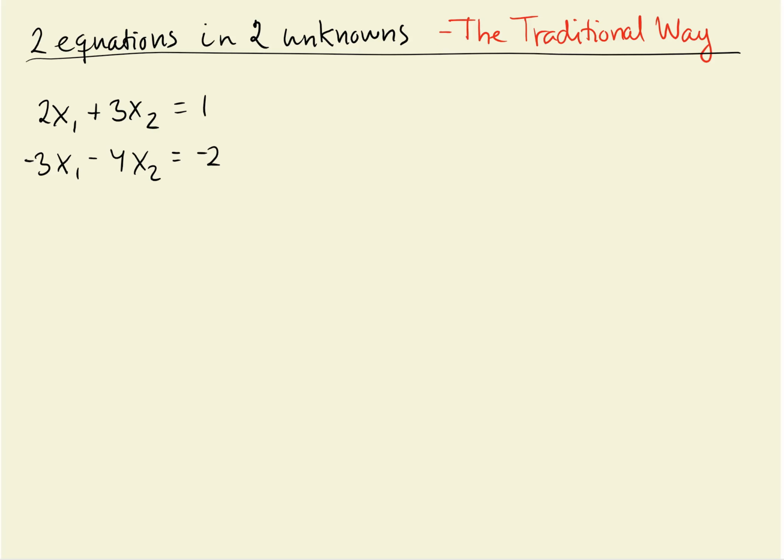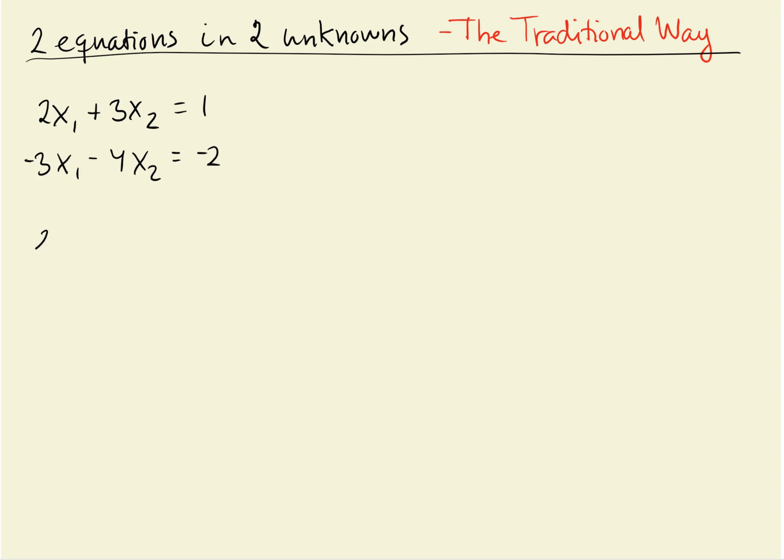So I will show how to solve two equations in two unknowns the traditional way. So here we have two equations with two unknowns, x1 and x2. So what we do traditionally is that we take one equation and we isolate one of the unknowns, say x1, and then we substitute whatever result we get into the other equation. So let's try to do that.